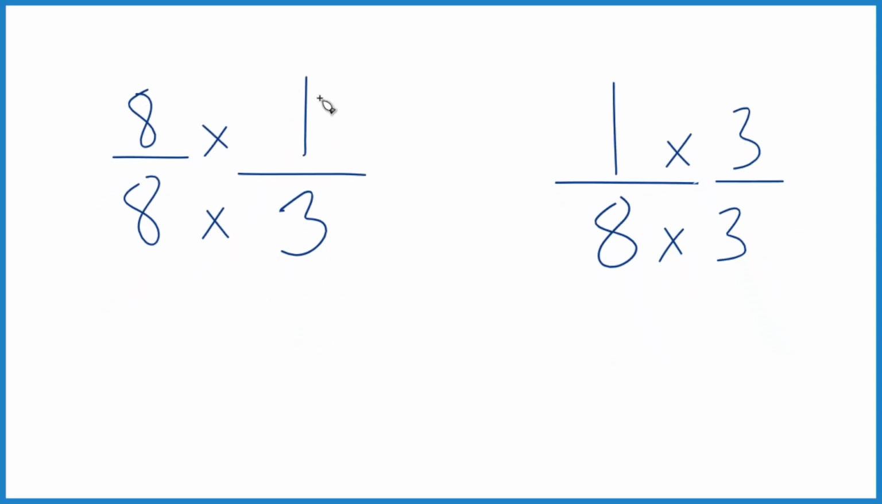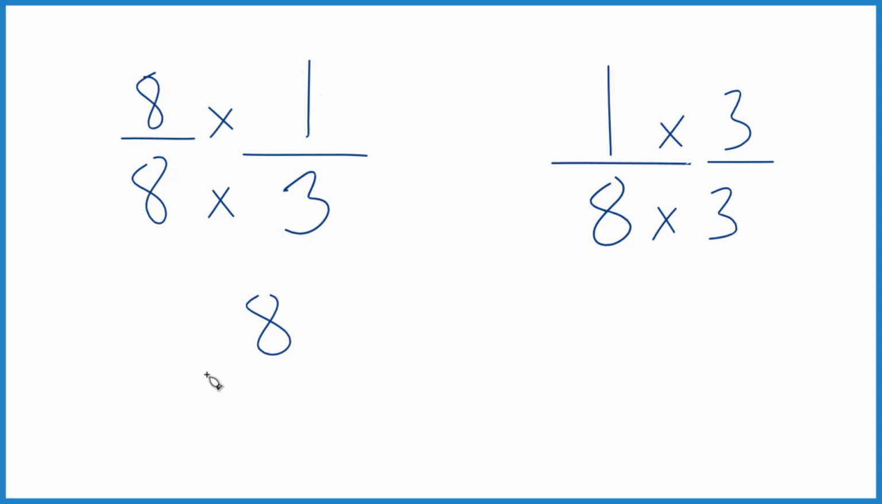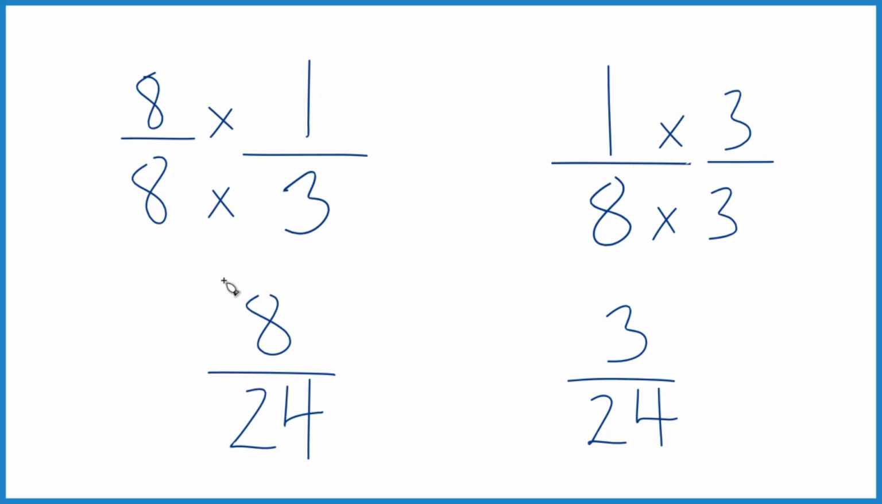Now we have 8 times 1 is 8, and 8 times 3 is 24. And 8/24, that's an equivalent fraction to 1/3, same value. Over here I have 3/24. So now all I need to do is figure out what number is halfway between 8 and 3. I can ignore the denominators since they're the same. So 8 plus 3, and then divide by 2, that gives me the midpoint.